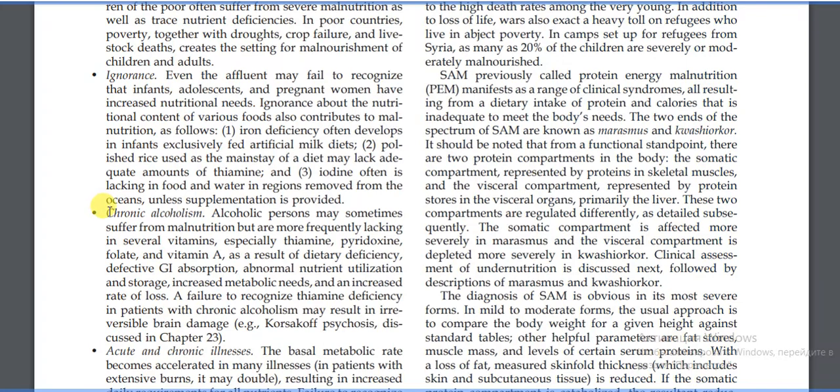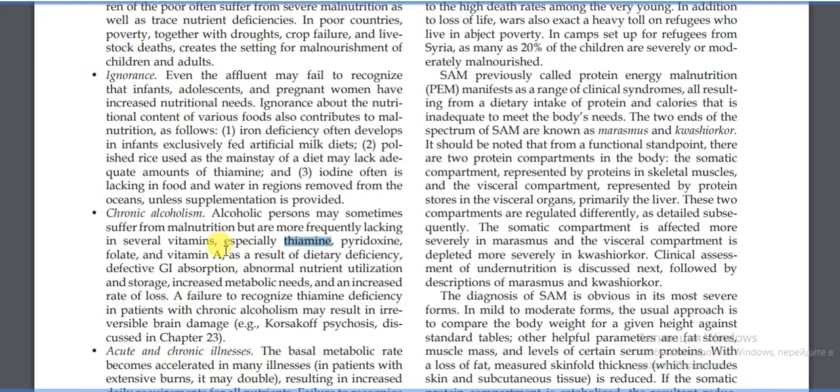Then chronic alcoholism. As we discussed before, chronic alcoholism works in two ways. Alcoholism impairs the normal, adequate intellectual abilities, and that's why patients don't eat proper food. They ignore the normal food intake, or, oppositely to this, they suffer with malnutrition because of lacking some vitamins like thiamine, pyridoxine, folate, vitamin A, and it also results in a dietary deficiency. Along with it, gastrointestinal absorption is lacking there.